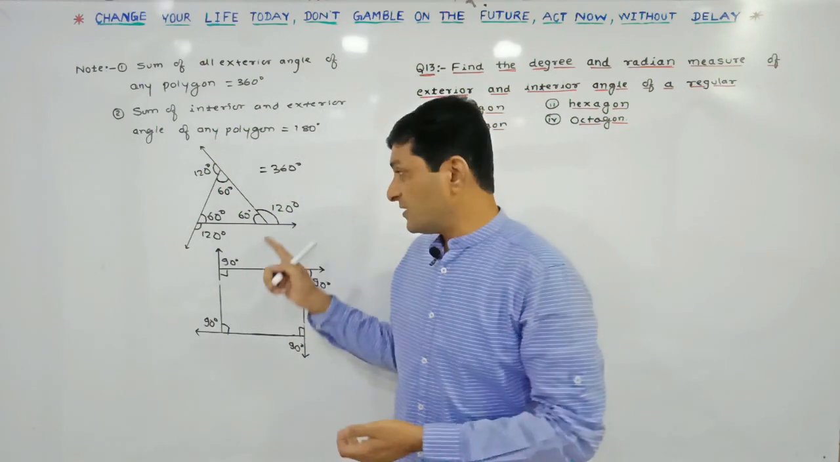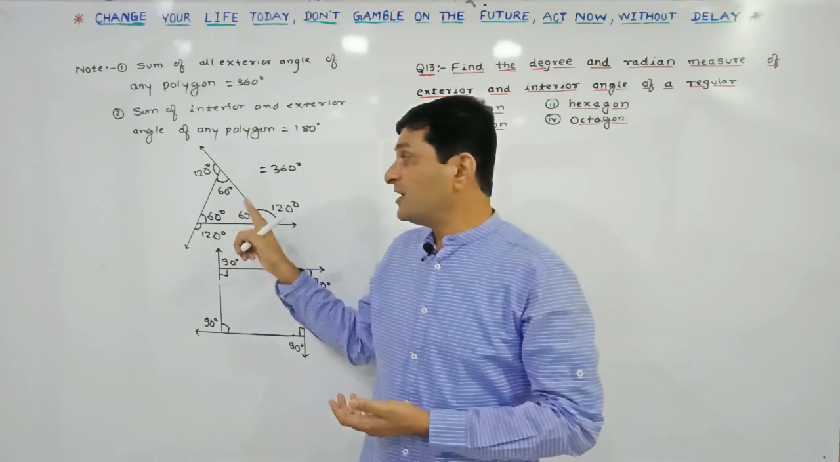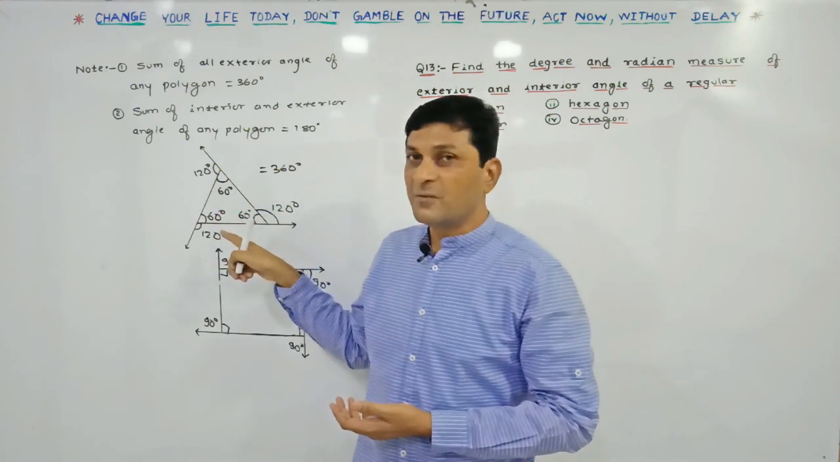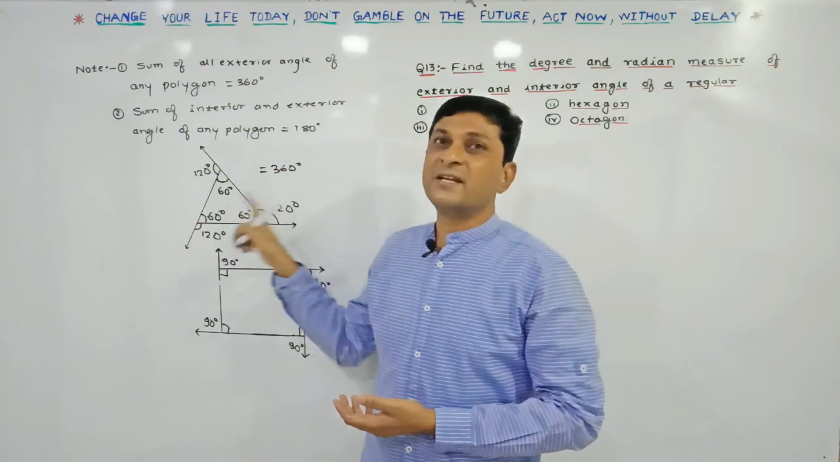Equal. So here we have considered what? One triangle. Which triangle? Equilateral triangle. So in an equilateral triangle, all the sides are of equal length and each interior angle is also the same. So we can say that this is a regular polygon.